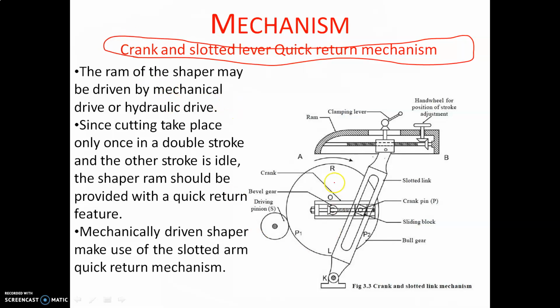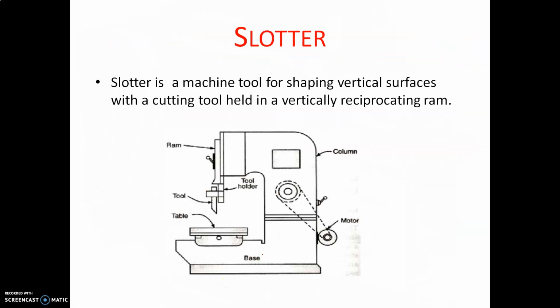Mechanism: according to the mechanism, the crank and slotted lever quick return mechanism is adopted in the shaper. One of the biggest gears in a shaper is called the bull gear, a very important point. This is the slotted link, and this is called the ram mechanism. The ram of the shaper may be driven by a mechanical drive or a hydraulic drive. Since cutting takes place only in one stroke and the other stroke is idle, the shaper ram should be provided with a quick return feature. Mechanically driven shapers make use of the slotted link quick return mechanism.